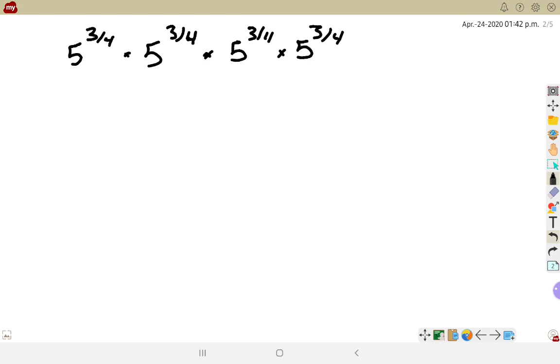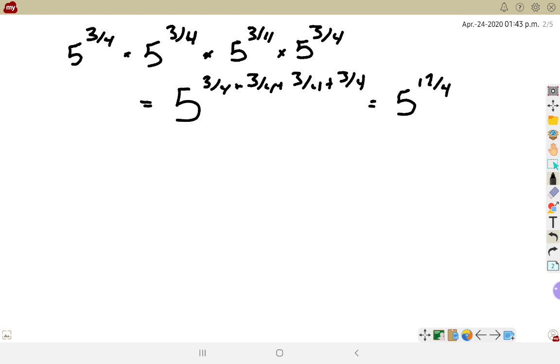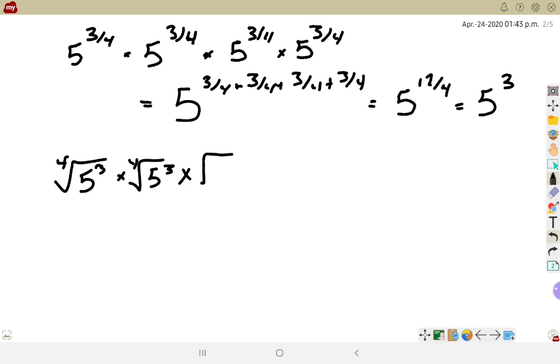Okay, so if I was to use my exponent laws here, it would tell me to go 5 with that exponent of 3 over 4, and I'm going to add all of those 3 over 4's together. And when we add all of those 3 over 4's together, we would have 12 over 4, and that's the same thing as 5 with an exponent of 3. Okay, well, it's the same as if I took the fourth root of 5 cubed times the fourth root of 5 cubed times the fourth root of 5 cubed, right?